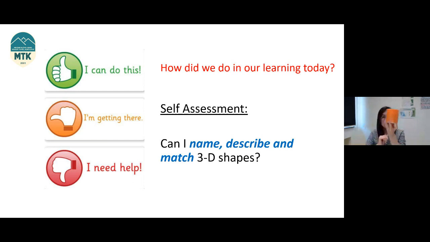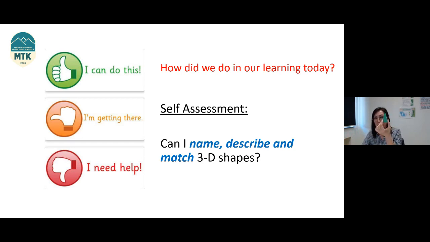How about this one? Is it the sphere? Is this a triangular prism, maybe? Or is it a cylinder? It's a cylinder. Well done. That's correct. How about this one? Remember, my favorite. Is it a pyramid? Is it a triangular prism? Or is it a sphere? What do you think? It's a sphere. Well done. That's correct.